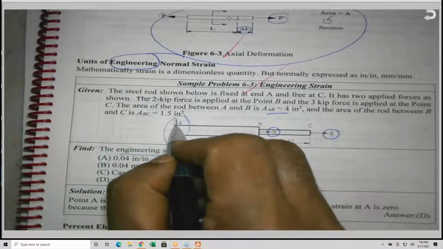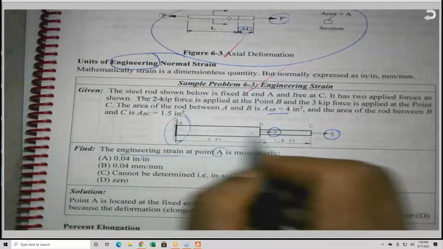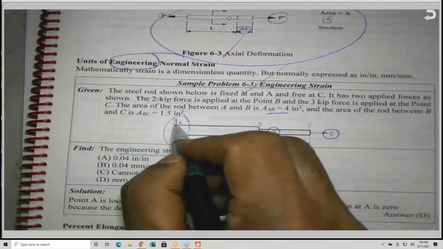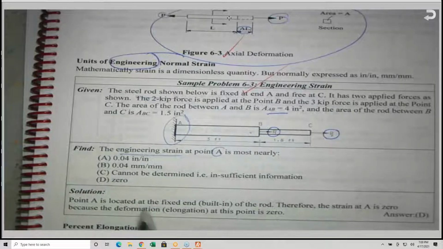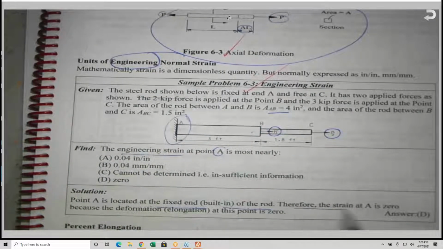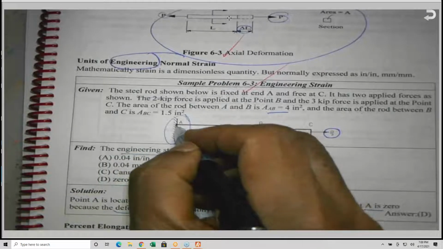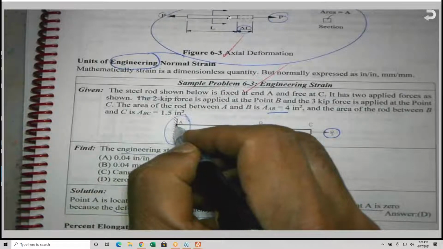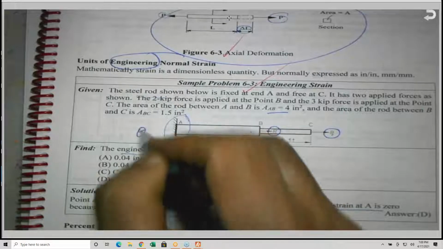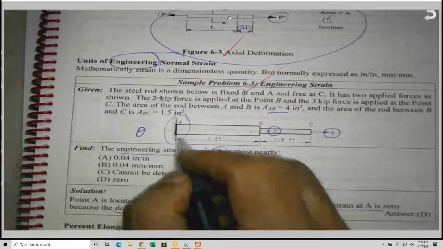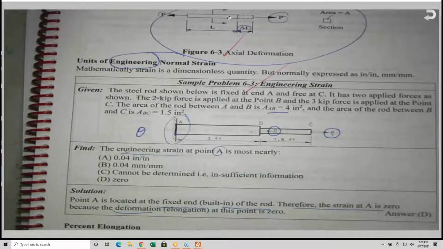So this A here will not move. The elongation will be happening along the member, but point A is a fixed end, built in. Therefore, the strain is 0 at this point. We always assume that the strain, and also another term we are going to see later on called slope, theta, is 0. So the deformation and the slope at the fixed end must be 0.